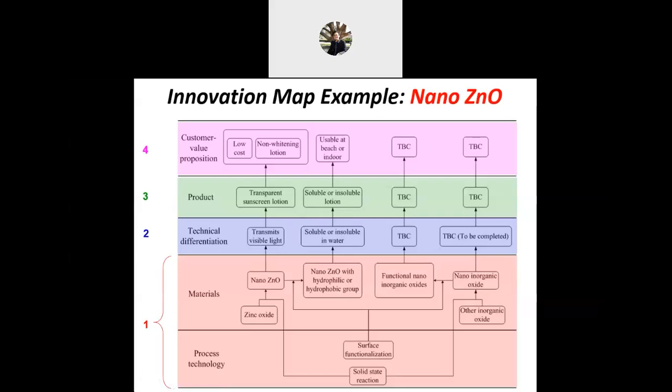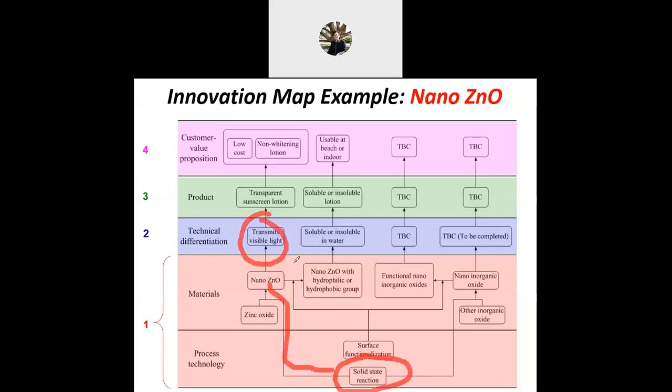Nano zinc oxide. Check it here. This is the first layer. Number one on the bottom, material and process technology. Number two is the technical differentiations. Three and four, product and customer value. The foundation layer, if you look at here, is solid state reaction. Because zinc oxide can absorb the UV light, this is the key component. The shortcoming is that it reflects the visible light, so we want it to transmit the visible light.